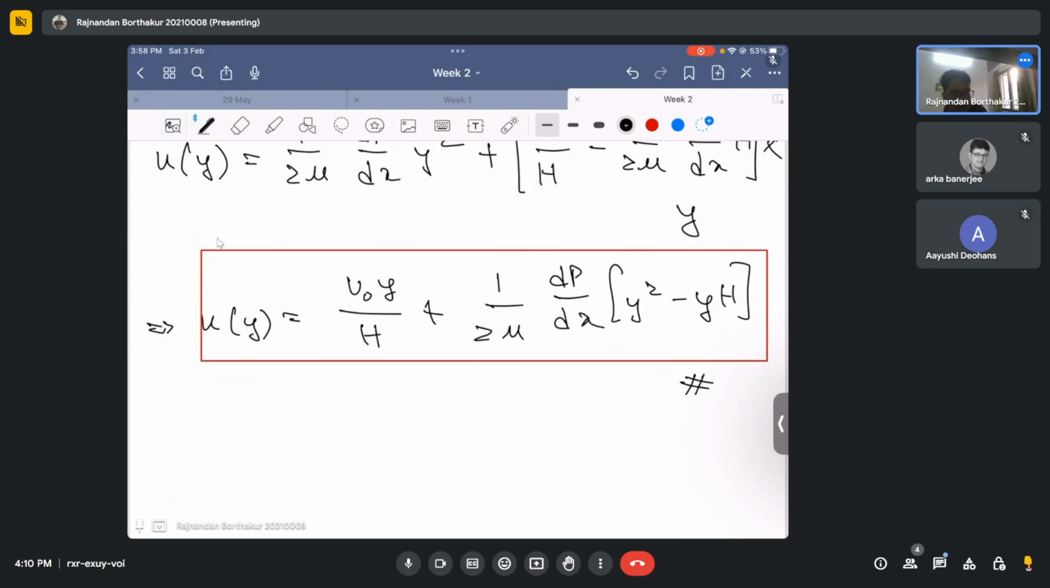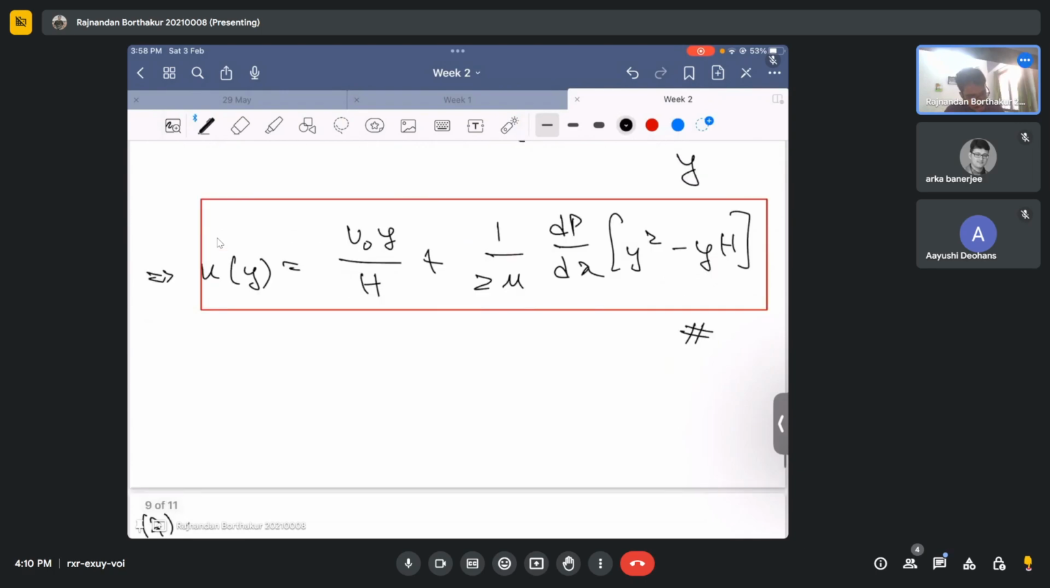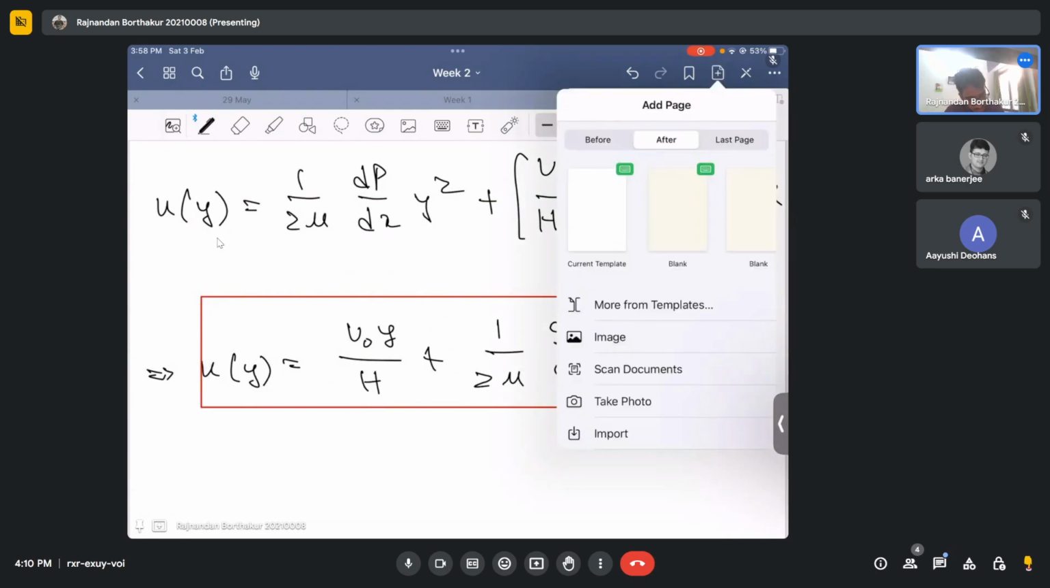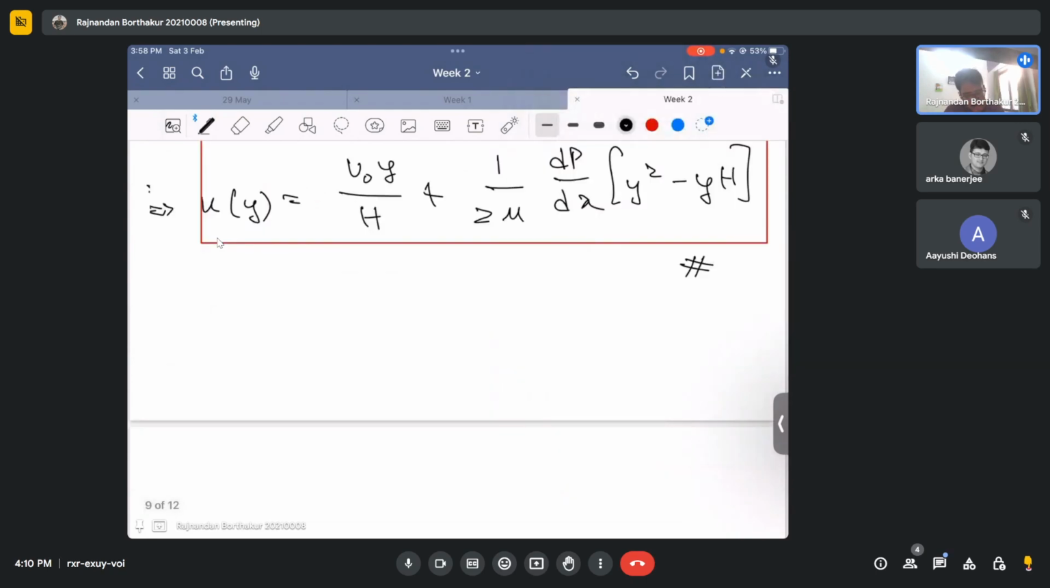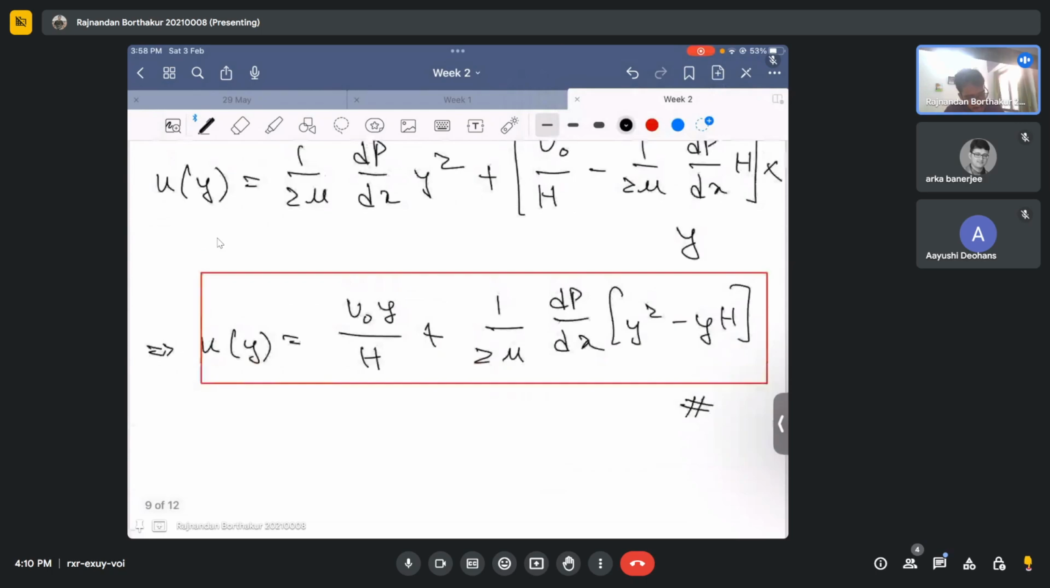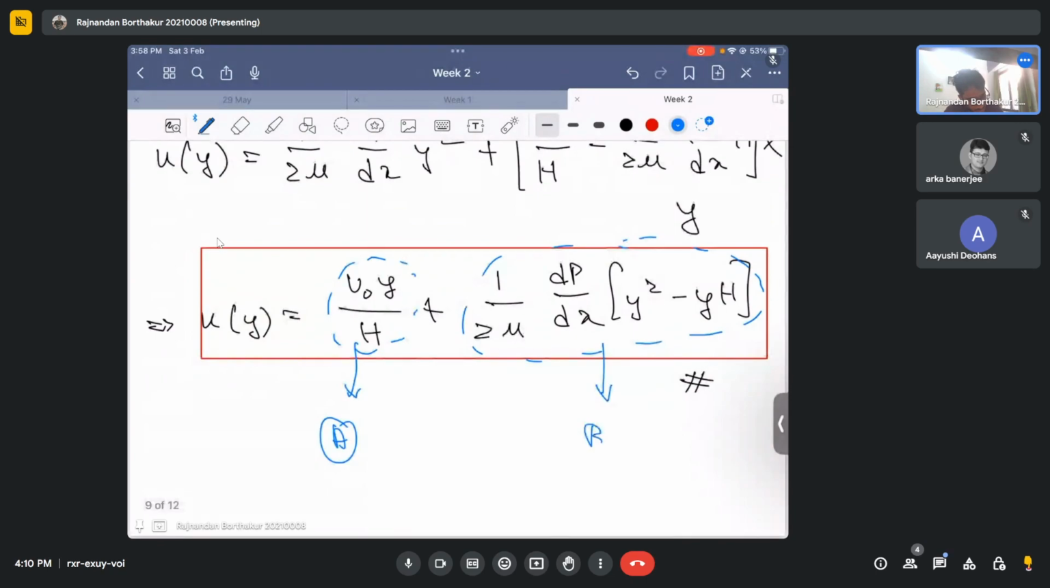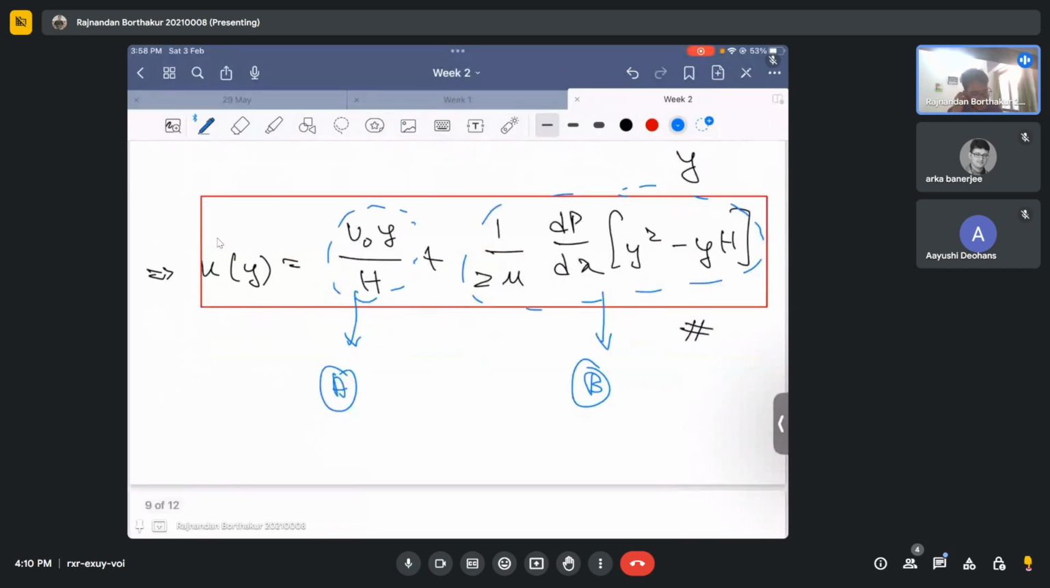All right, now I'll try to give you some qualitative insights of this expression that we got. What I would do is name this part, u naught y by h, as term A, and this part, 1 by 2 mu dp dx into y square minus yh, as term B.